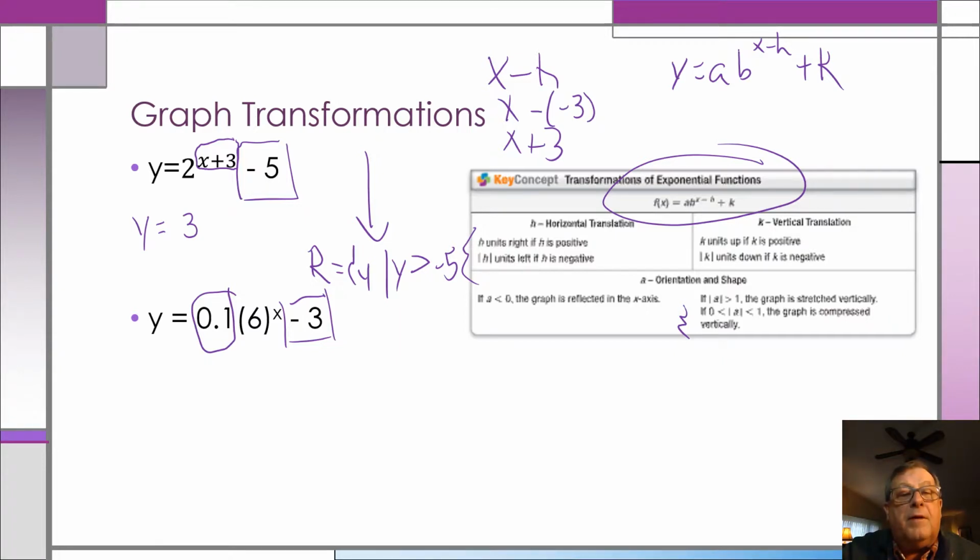Before I leave though, as far as my y-intercept, since that's just 6 raised to the power of x, there's no horizontal translation in that, so I still expect my y-intercept to be there at 1. We'll see. We're going to go graph them.